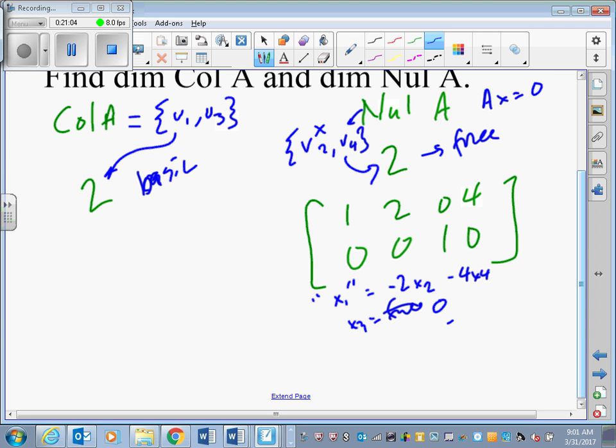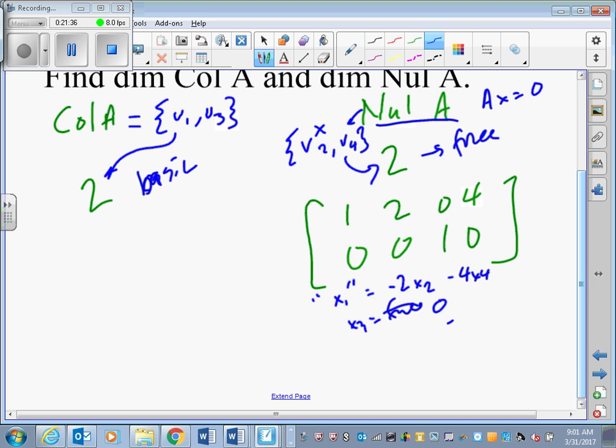So that is still, even though it spans our R4, it is going to be a dimension of 2, because that's how many vectors you got. Okay? We're good? Yeah, because the null of A, it's going to span R4.